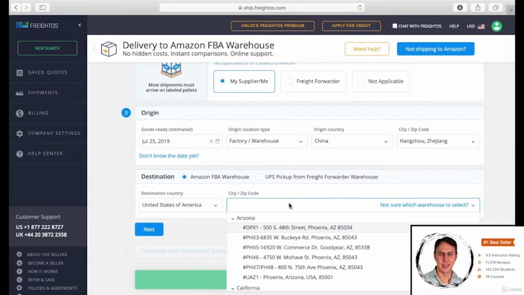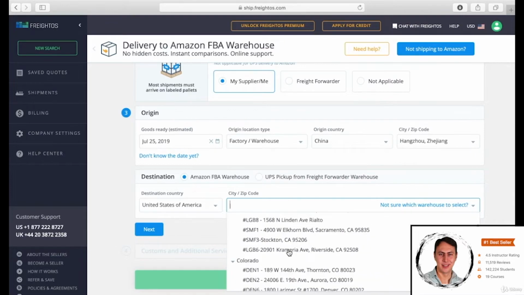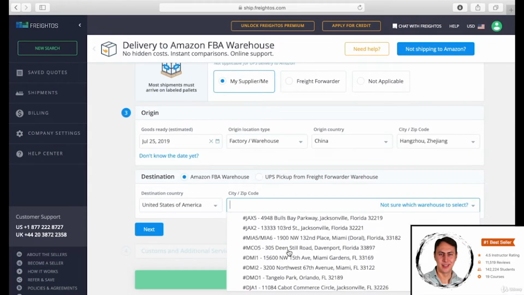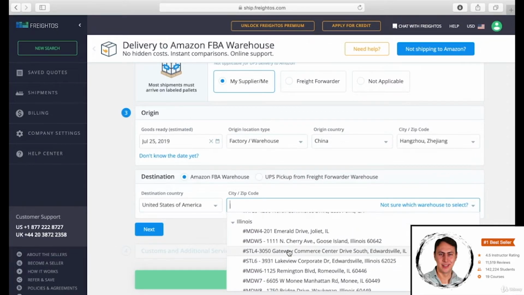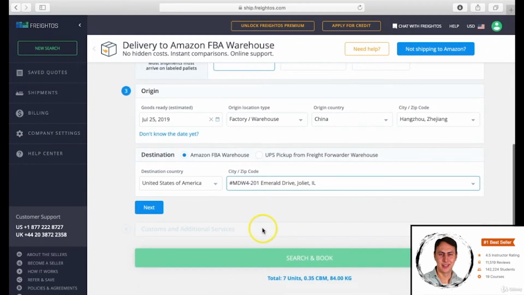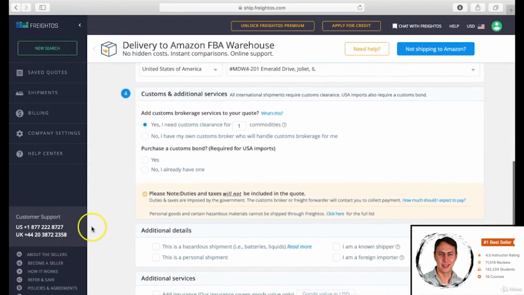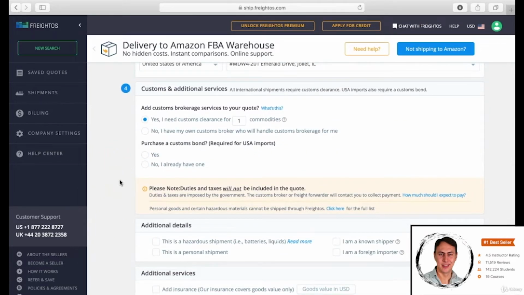The city section in the destination means you are choosing in which city you want to receive the products. After making a product list and shipping plan, Amazon tells you to send the products to the determined storage. I'll select the Joliet storage because I want it to be the same as the Europe one. Emerald Drive, Joliet 2. I am selecting it, then clicking next.